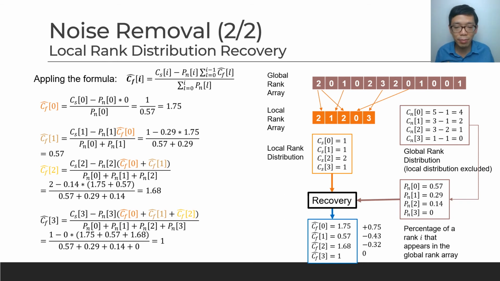Interestingly, the number of rank 3 is still equal to 1, because you can see the probability of the global rank distribution has no contribution from rank 3. Therefore, the rank 3 we measure in the local rank distribution is also the original one.